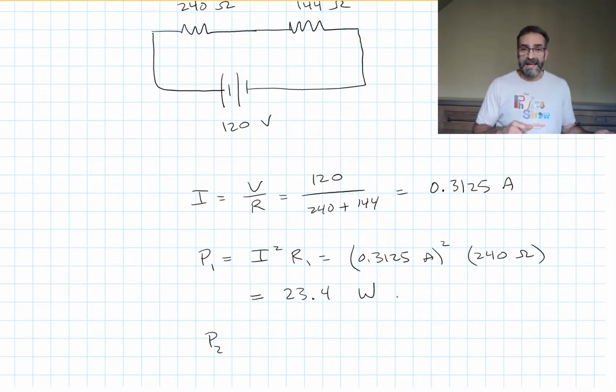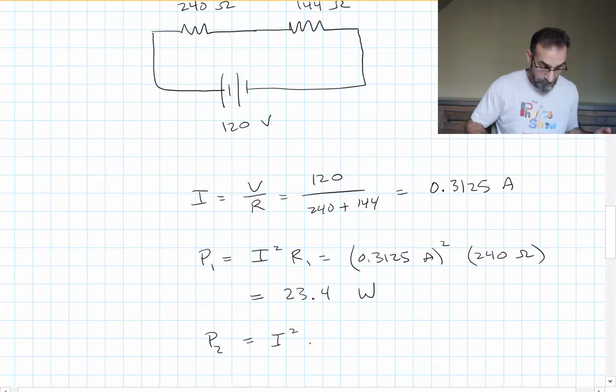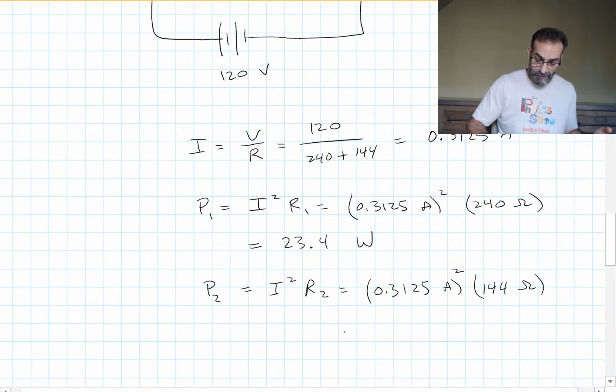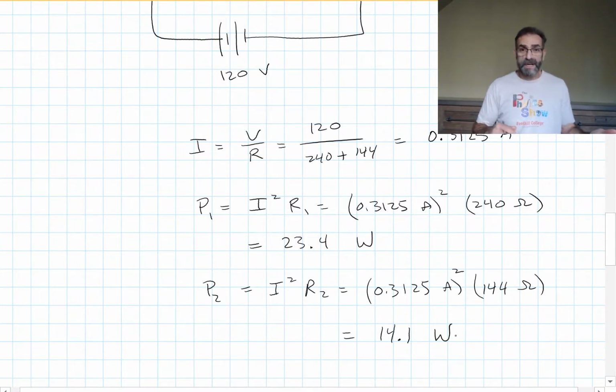23.4 watts. And that's for the 60-watt light bulb, a light bulb that dissipates 60 watts when it's hooked up to a 120 volt source. In this case, it's not seeing 120 volts because it's sharing that voltage with another light bulb in series with it. So it has to be producing less power in this case. And our 100-watt light bulb would only dissipate 14.1 watts in this configuration.